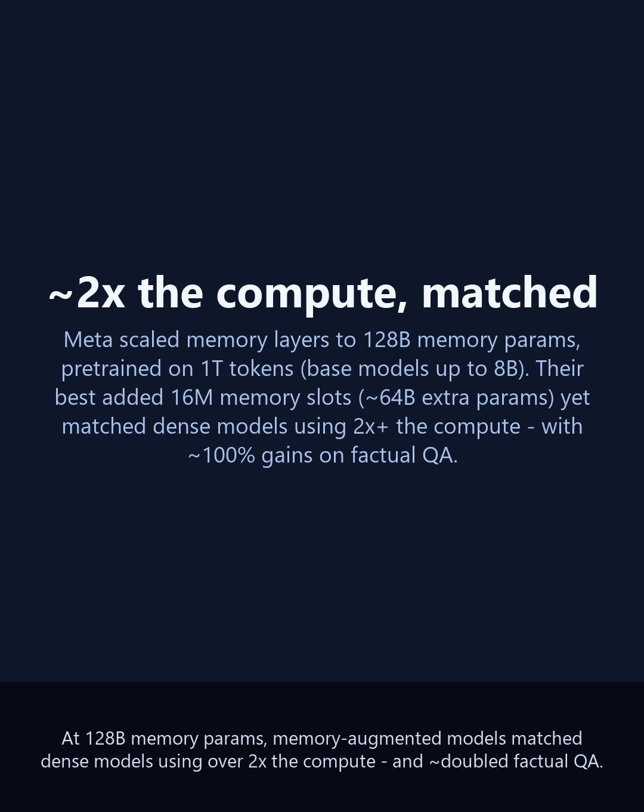Now the headline numbers. Meta scaled memory layers to 128 billion memory parameters, pre-trained on 1 trillion tokens, on base models up to 8 billion parameters. Their best models added 16 million memory slots, about 64 billion extra parameters, yet matched dense models that used more than twice the compute. On factual question answering, they saw gains of roughly 100%.